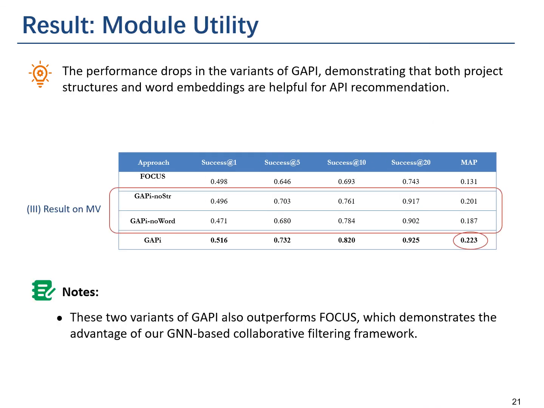As for model utility, we compare GAPI against its variants. We can see from previous tables and figures that the performance drops in the variants of GAPI, demonstrating that both project structures and word embeddings are helpful for API recommendation. Also note that these 2 variants of GAPI outperform POCUS, which demonstrates the advantage of our GNN-based collaborative filtering framework.